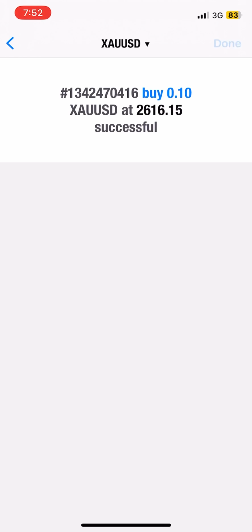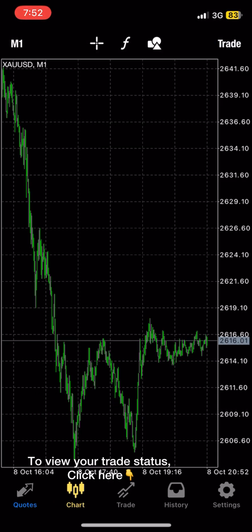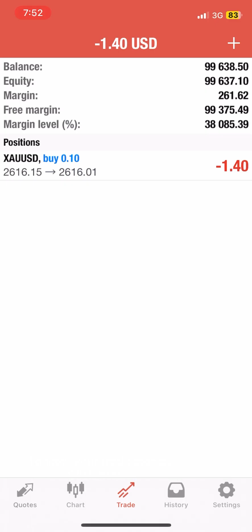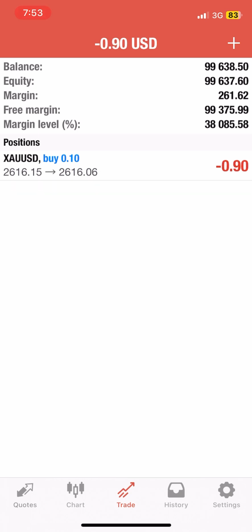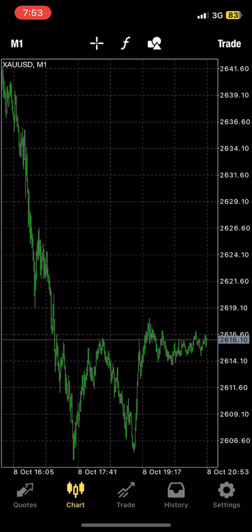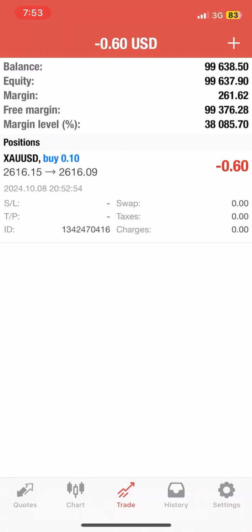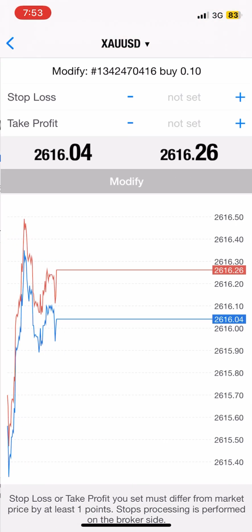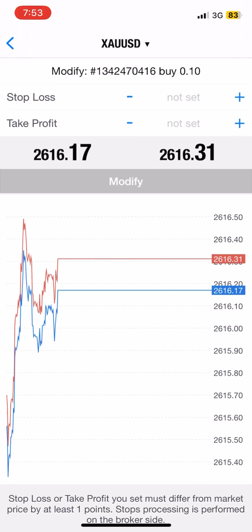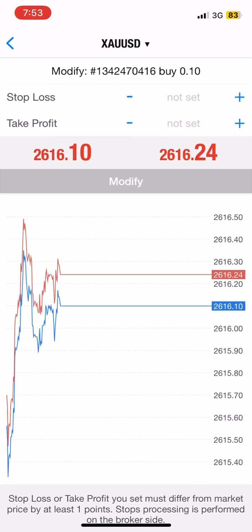So I just hit my buy, and yes, I just opened my first buy trade, and the cost of this transaction as of when I opened was $1.40. We can always modify this trade by swiping to your left. You quickly swipe to your left, click on the pencil icon, and you can insert your stop loss and take profit.